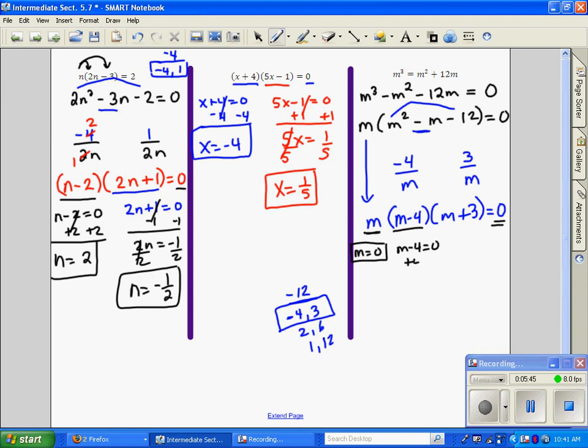And I'm going to solve this one. So I get m equals 4. And then I'm going to set the last one equal to 0. M plus 3 equals 0. And we get m equals negative 3. So always check for your GCF first, and then after that try your other factor methods. And once you have it in factored form, which is here, then you're going to set each component equal to 0 and solve.